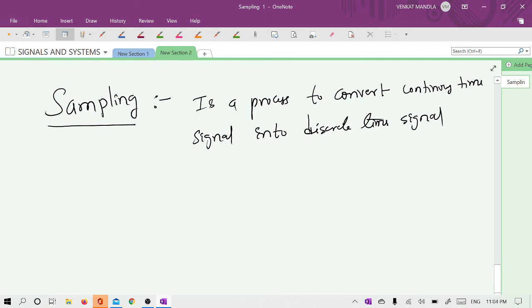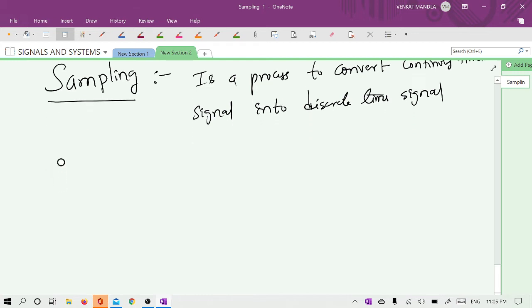What a sampling theorem means: once you convert this continuous time signal to a discrete time signal, can I reconstruct the original continuous time signal from the discrete version of the signal? Can I reconstruct? If it is possible to reconstruct, what is the condition? That condition is nothing but the Nyquist criterion. Okay, so we'll discuss it anyway.